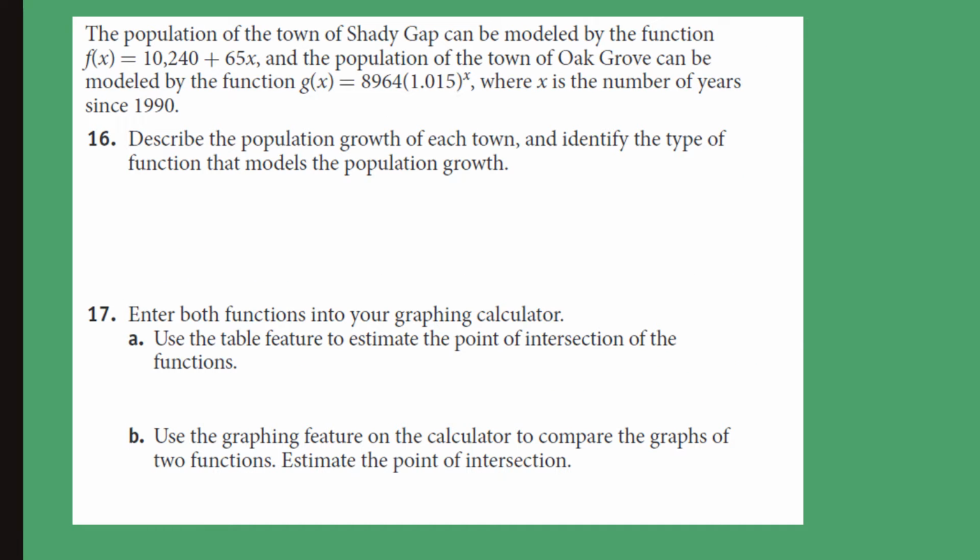So here we have a case where the population of the town of Shady Gap can be modeled by the f function, and the population of the town of Oak Grove can be modeled by this g function. So x is the number of years since 1990. So let's describe the population growth of each town.